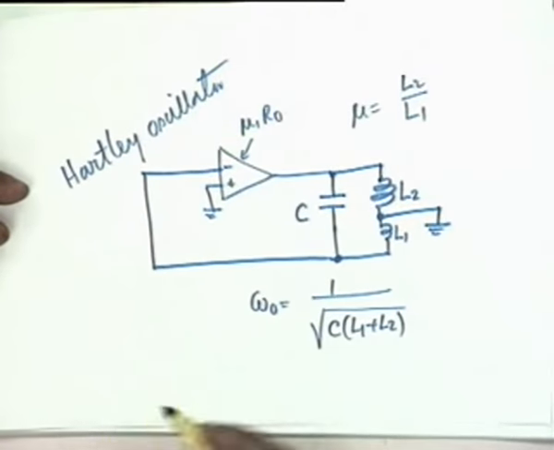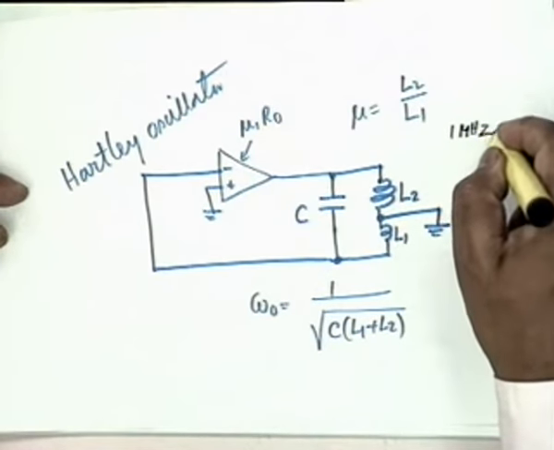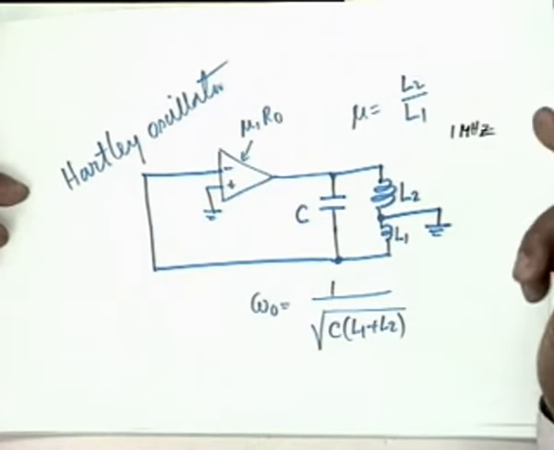I must go back and tell you why Hartley is slightly unfavored as compared to Colpitts. Can anyone guess the reason? Hartley is not preferable as compared to Colpitts. If you have a choice, you go for Colpitts. Why? Inductors are difficult to make. Suppose, as I said, at 1 megahertz, inductors are not difficult to make. You give me a short length of wire and this pen, I will make you a good inductor. But there are other problems.